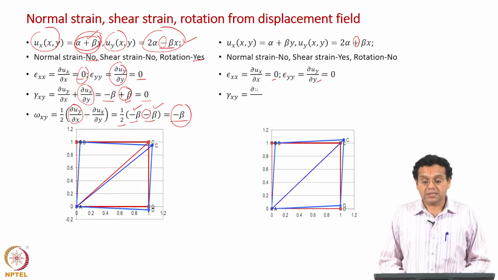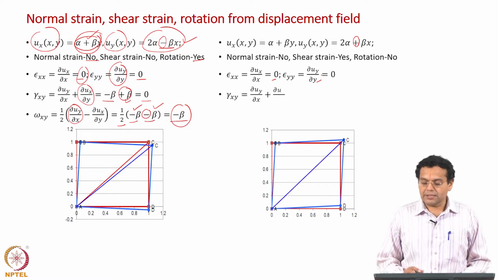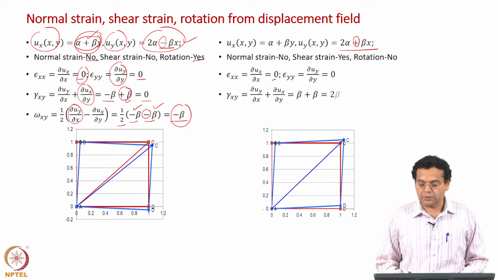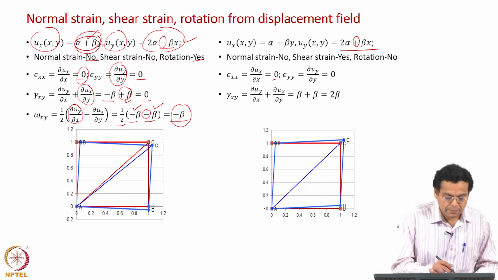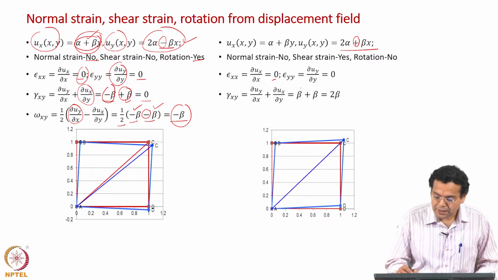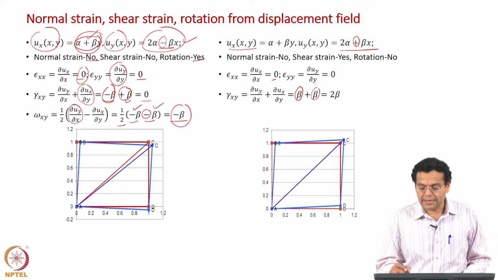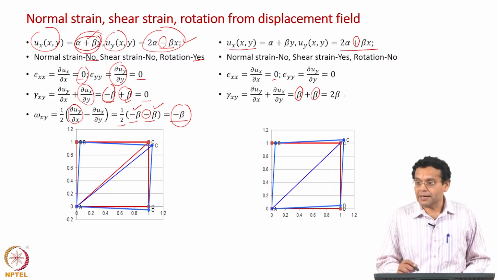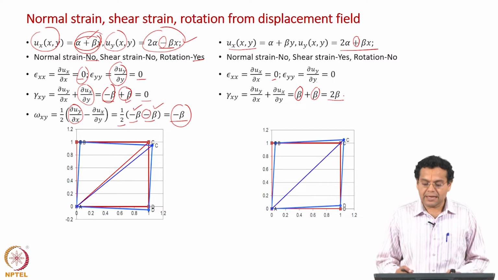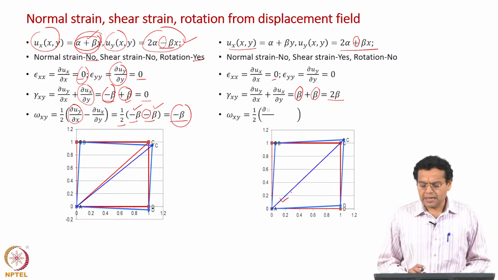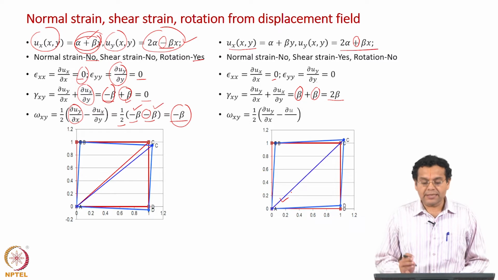What about shear strain now? Dou u y by dou x, differentiate this expression with respect to x, now you get plus beta. Remember, earlier it was minus beta, now it is plus beta. What about the second expression? You differentiate u x with respect to y, of course like earlier, beta. Now they add up, whereas earlier they cancelled, giving us 2 beta, which means there is shear strain. That is what we concluded from the figure as well. Now, what about rotation? Omega x y is half of the earlier two derivatives with a negative sign.